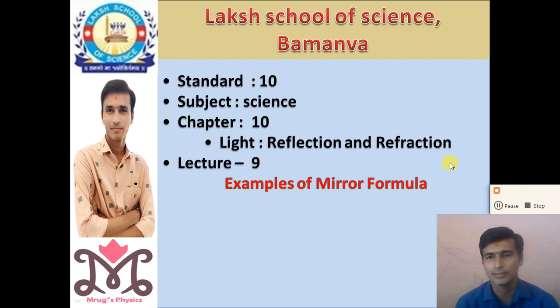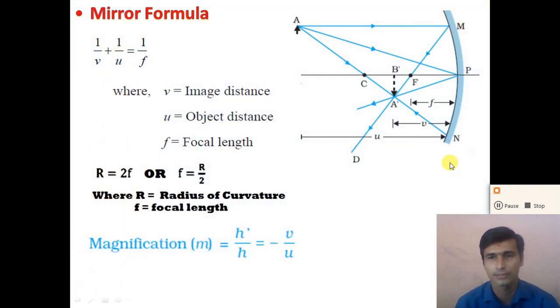So let us revise once again what is the mirror formula, what is the relation between the radius of the curvature and the focal length, and what is the formula of the magnification. So here, dear student, you must remember these formulas to calculate the examples, right? And the sign convention regarding a concave mirror as well as the convex mirror, right? So here, what is the mirror formula?